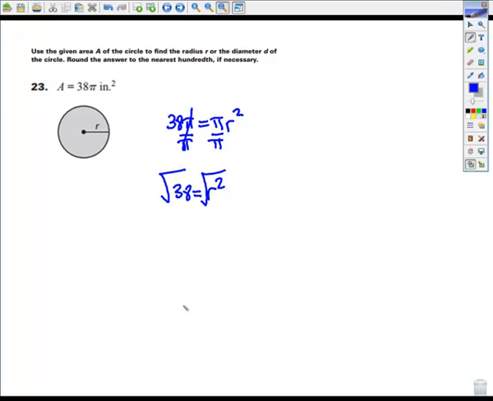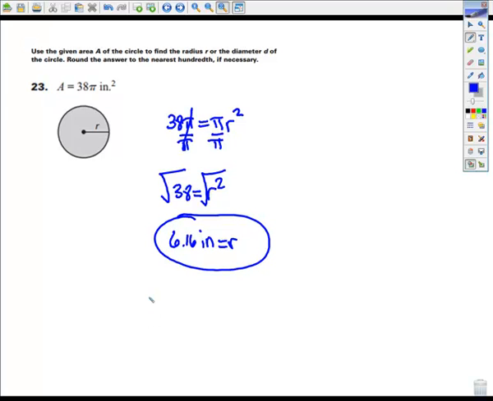So the square root of 38, this is round to the nearest hundredth. This is about 6 and 16 hundredths. Technically it's positive and negative, but in reality you cannot have a negative radius, so here we have to just use the 6 and 16 hundredths.